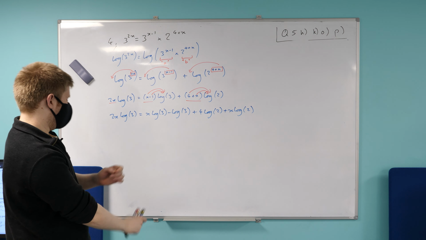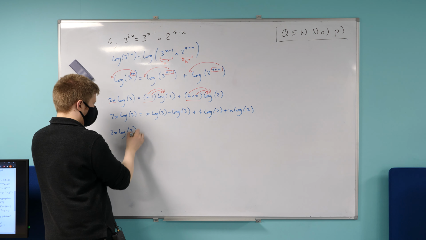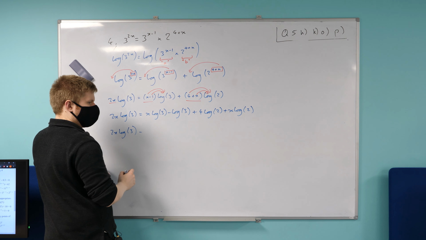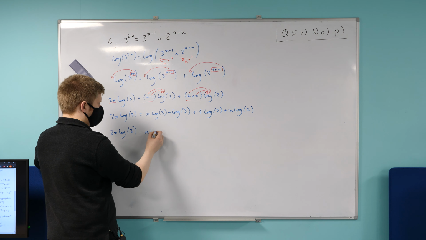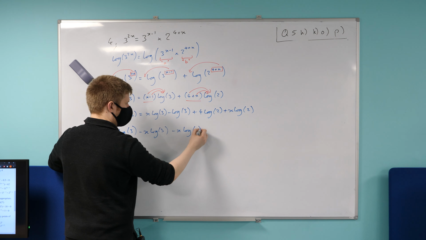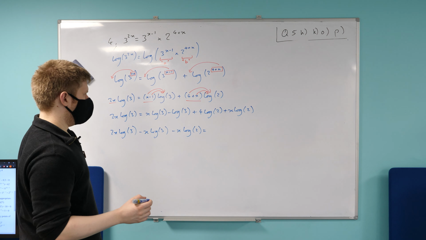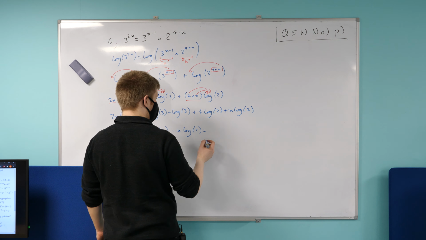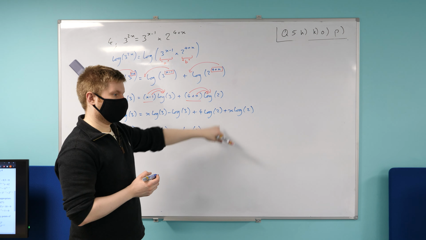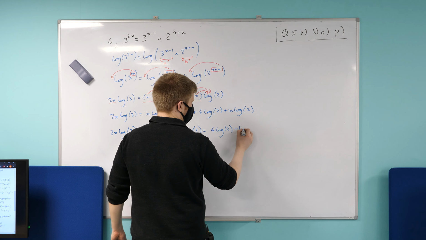2x log 3 minus x log 3 minus x log 2, equals? Equals log 3 plus log 4. Is it negative? 4 log 2. Not quite. I think it's negative log 3 plus 4 log 2. Or you can write it around the other way if you prefer. So 4 log 2 minus log of 3.